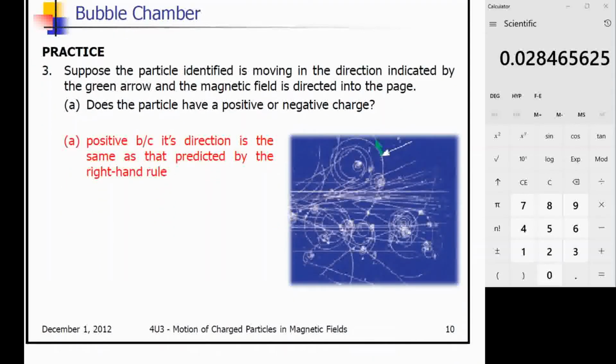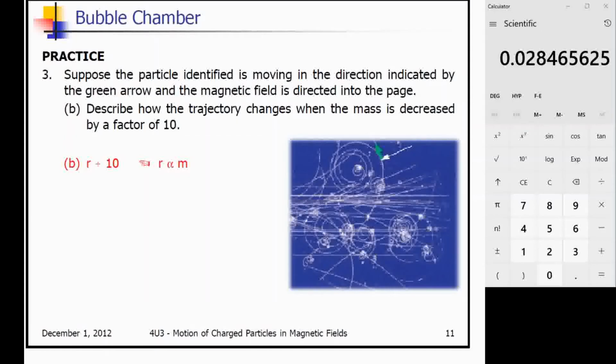So the question here that's asked is, is this particle positive or negative? And our magnetic field is directed into the page. So if you imagine, point your index finger at this picture and move your thumb in the direction of a positive particle, and because the particle is moving in that direction, the positive direction, it must be positive.